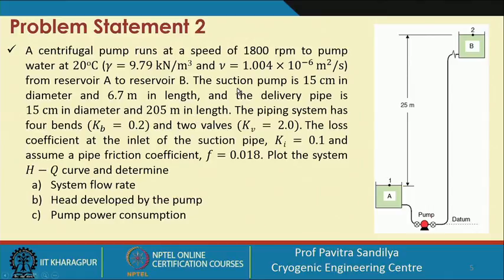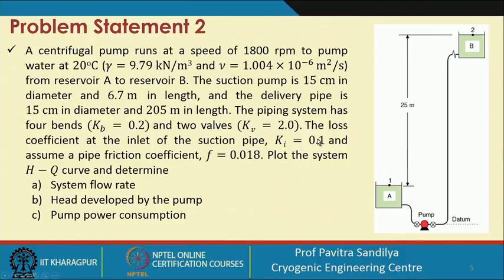And the suction pipe is about 15 centimeter in diameter and 6.7 centimeter in length, and the delivery pipe is 15 centimeter diameter, this is the length, and the piping system has 4 bends, 2 valves. So, all these bends and valves, these fittings will be causing some kind of pressure drop through the system, and whenever the pressure drop is there, the suction head will also change.